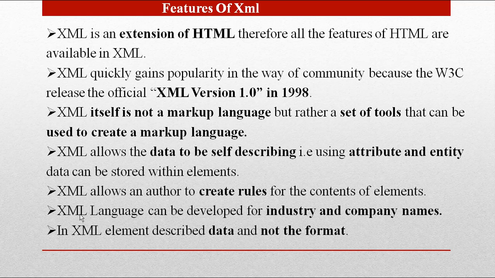XML allows the data to be self-descriptive, that is, using attributes and entities, data can be stored within the element. This is also an important point: data can be stored within the element, and XML allows an author to create rules for the contents of an element. An XML language can be developed for industries and company names. XML is mostly used for company purposes or industry. In XML, elements describe data and not the format.